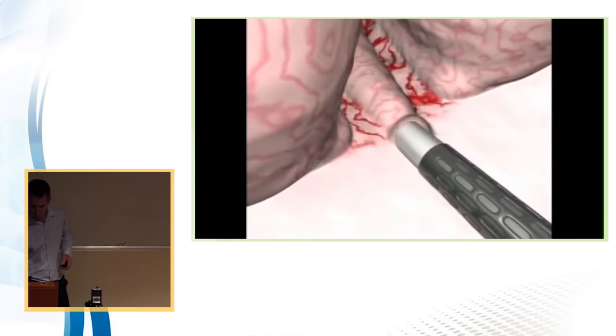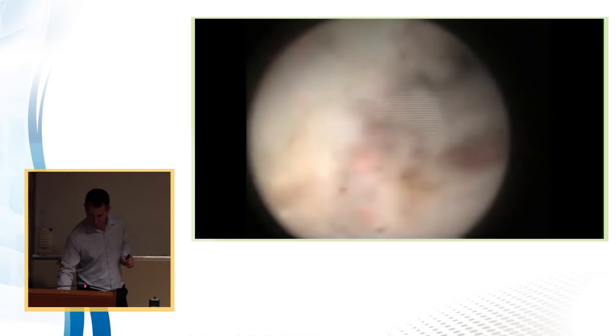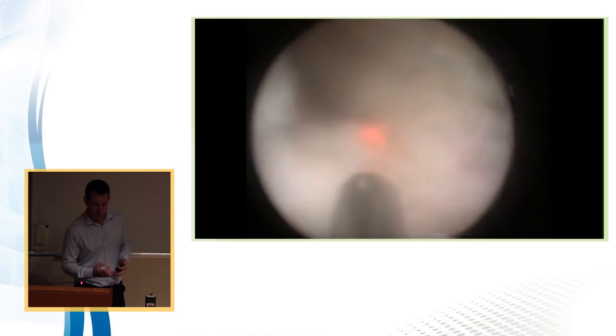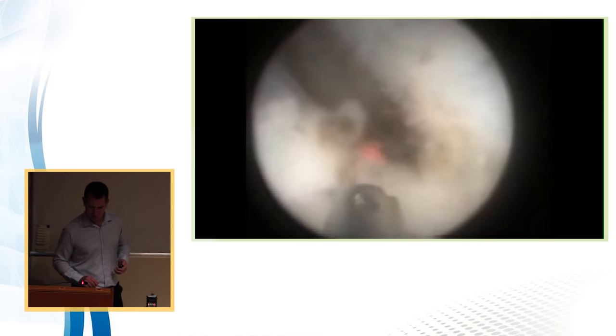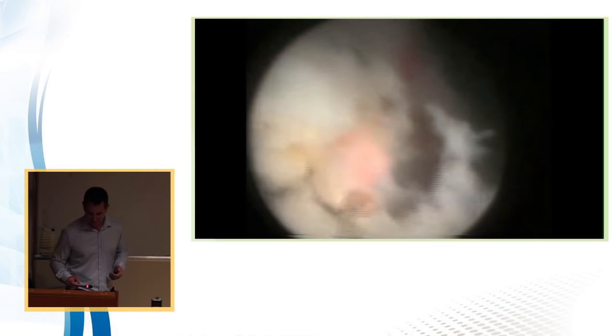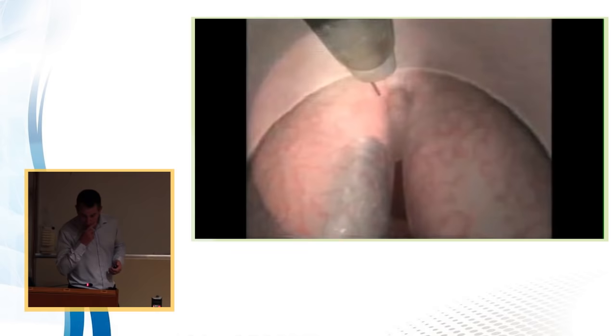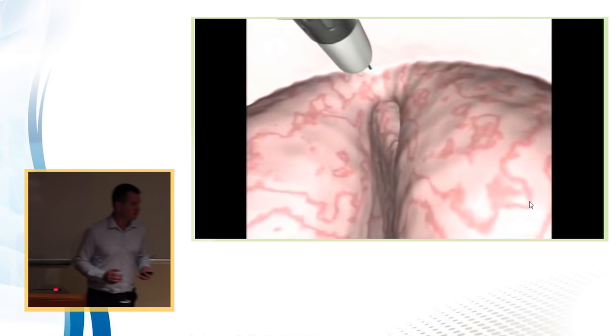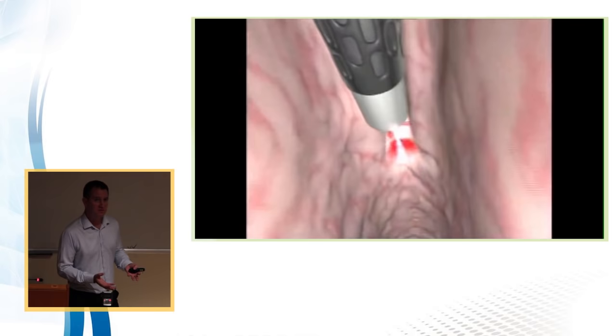Here the red spot you see is the aiming beam. And here it starts to peel out the prostate and they push it into the bladder, like peeling an orange from the inside out. But the main advantage of this procedure is that in one time you get rid of the prostate and the BPH will not come back again.